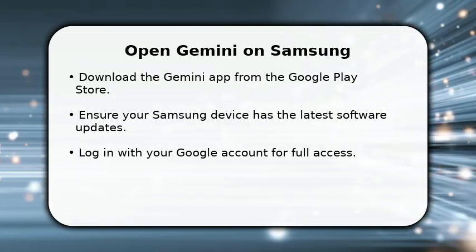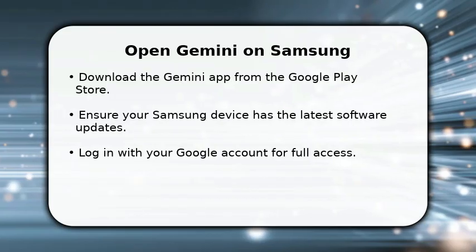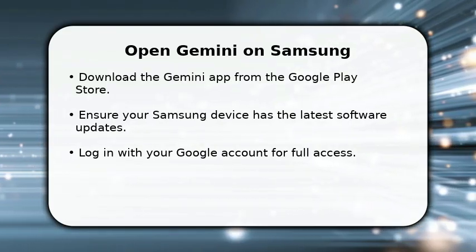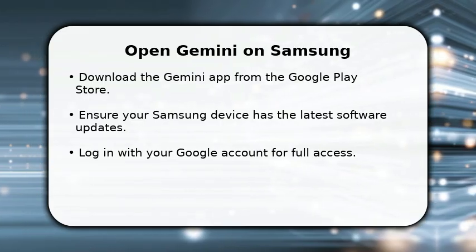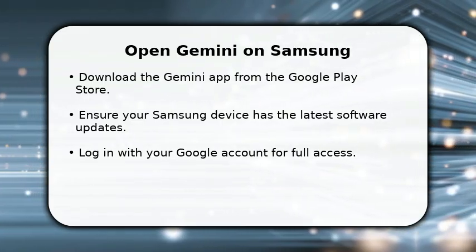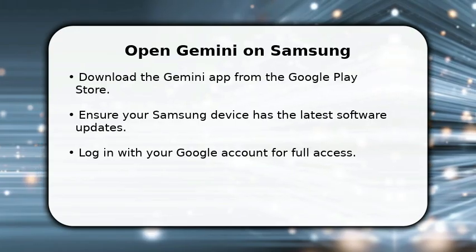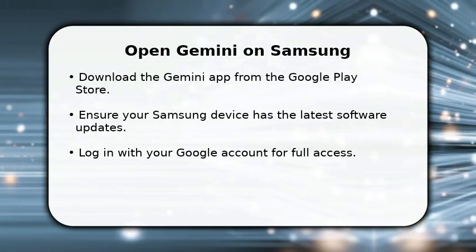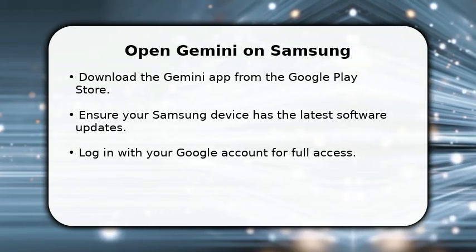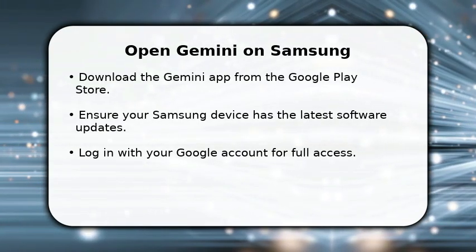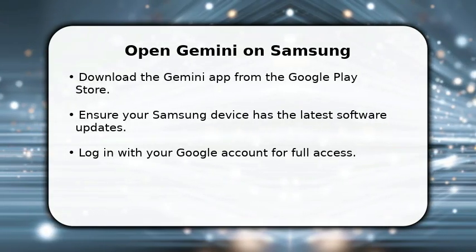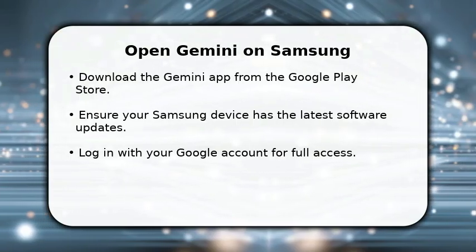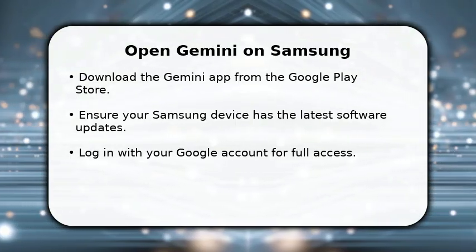In this video, I will explain how to open Gemini on your Samsung device. First, you'll need to download the Gemini application directly from the Google Play Store. Make sure your Samsung phone or tablet has its operating system updated to the latest version for optimal performance. Once installed, simply open the app and log in using your existing Google account to access all of Gemini's features. It's a straightforward process to get started.